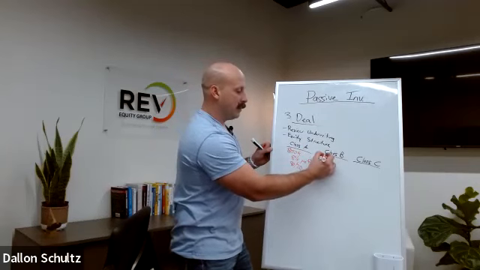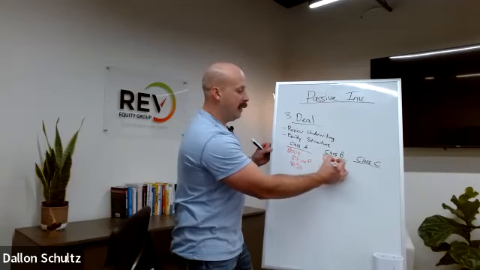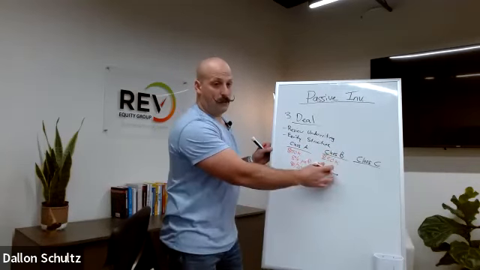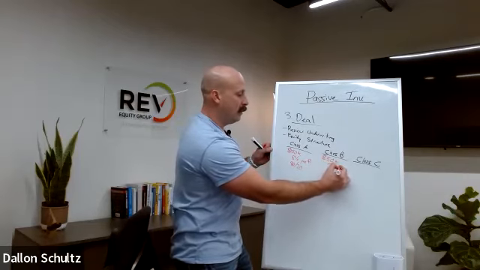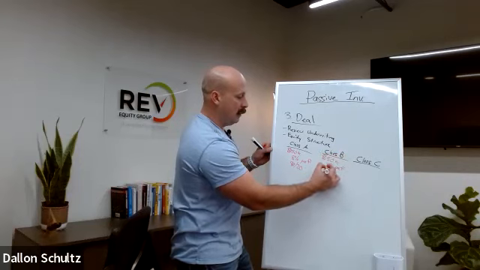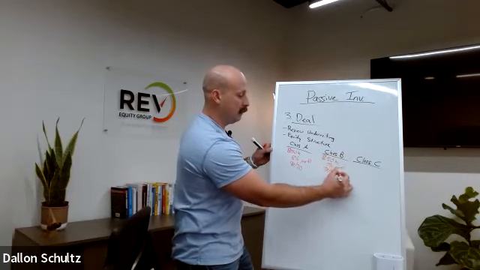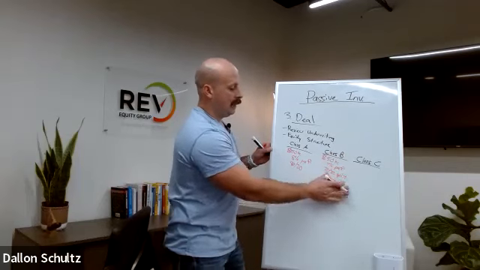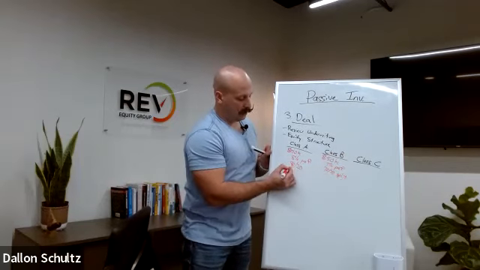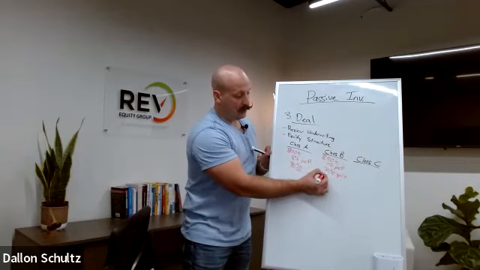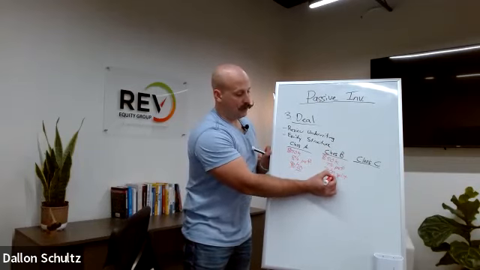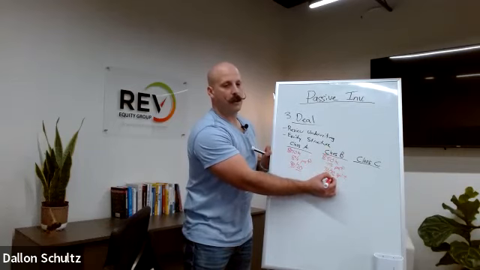Your Class B investors had a $50,000 minimum. They had a 7% pref with a 70-30 split. And with these splits, for Class A, 80% goes to the investor and 20% to the operator. And for Class B, 70% to the investor and 30% to the operator.